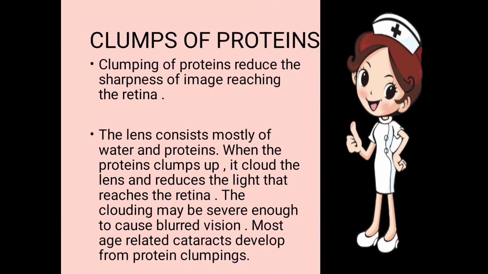The lens consists of mostly water and protein. The lens of an eye is made up of water as well as protein. When the protein clumps up, it clouds the lens and reduces the light that reaches the retina. When it becomes cloudy, the ability of the light to reach the retina is reduced. The clouding may be severe enough to cause blurred vision. Most age-related cataracts come from protein clumping.